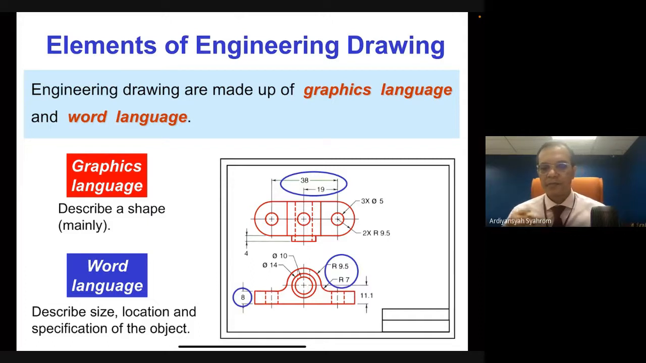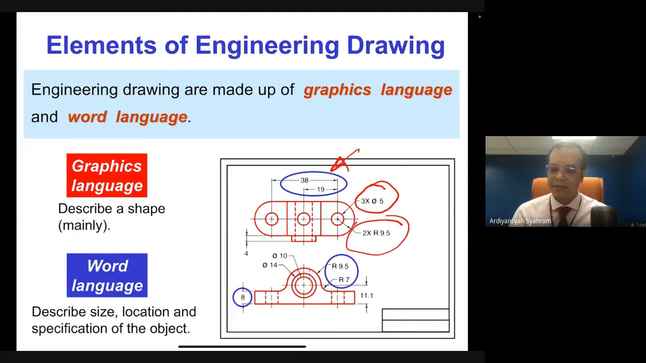Okay, and this one regarding the size, this one also the size. There are three holes. There is a shape here. This one regarding location, that one regarding location of this. And this one on the position also.